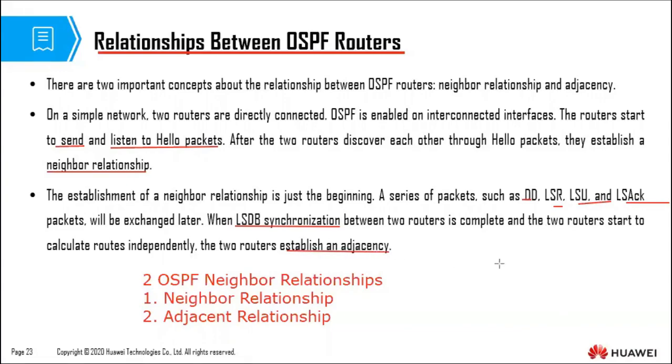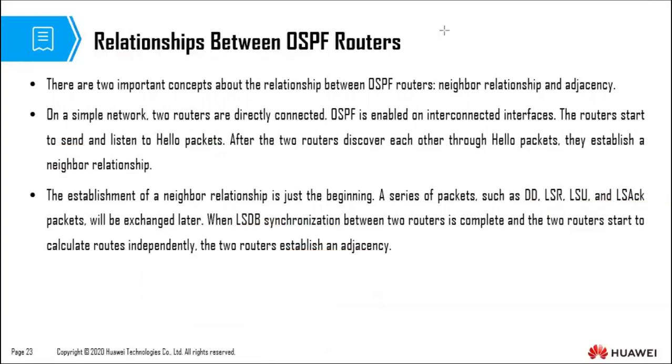establish what? An adjacency. If they're just two routers, they'll go all the way until they establish an adjacent neighbor relationship. Otherwise, as you're going to see, some routers also just end at the neighbor relationship. Are we together? Is that clear? But if they're just two interconnected routers, then they're going to go all the way to the adjacent neighbor relationship.